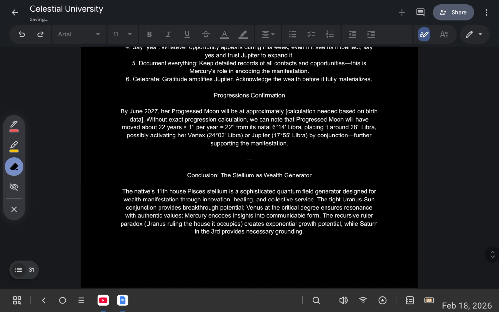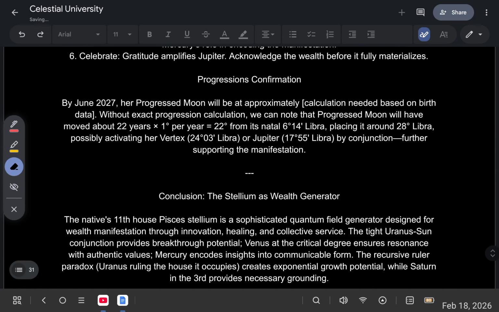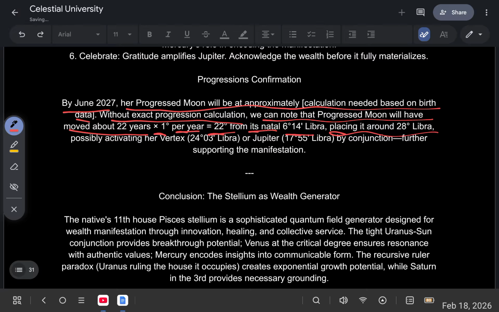Let's talk about progressions really quick. By June 2027, the progressed moon will be at approximately, we need the exact time for that, but even without exact progression calculation, we can note that the progressed moon will have moved about 22 years, multiplied by 1 degree per year, equaling 22 degrees from its natal 6 degrees 14 Libra, placing it around possibly 28 degrees Libra without knowing the time, possibly activating the vertex, which is at 24 degrees 03 Libra, or Jupiter at 17 degrees 55 Libra by conjunction, further supporting the manifestation of wealth.